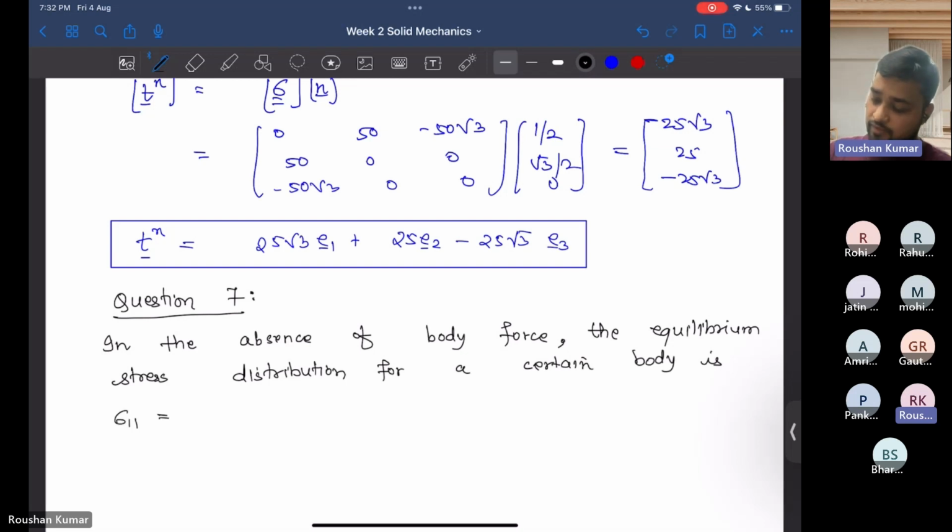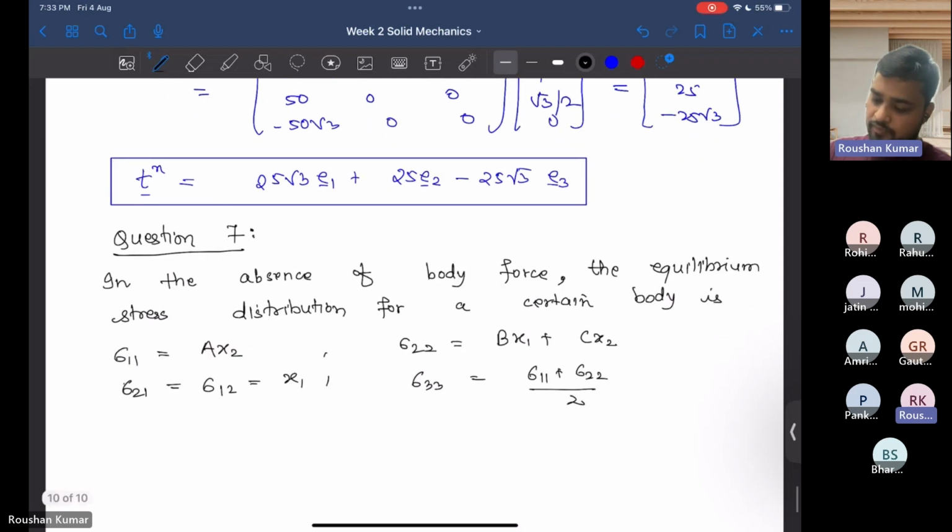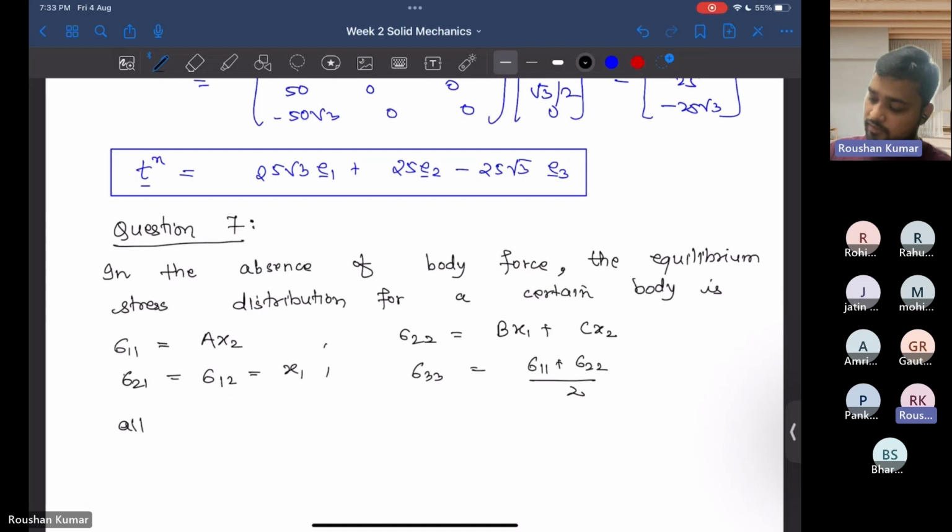sigma 11 is equal to ax2, sigma 21 is equal to sigma 12, because it is symmetric. So sigma 21 is equal to sigma 12 is equal to x1. Similarly, sigma 22 is given by bx1 plus cx2. Sigma 33 is given by sigma 11 plus sigma 22 upon 2, and all other remaining components are 0. So all other sigma is 0.